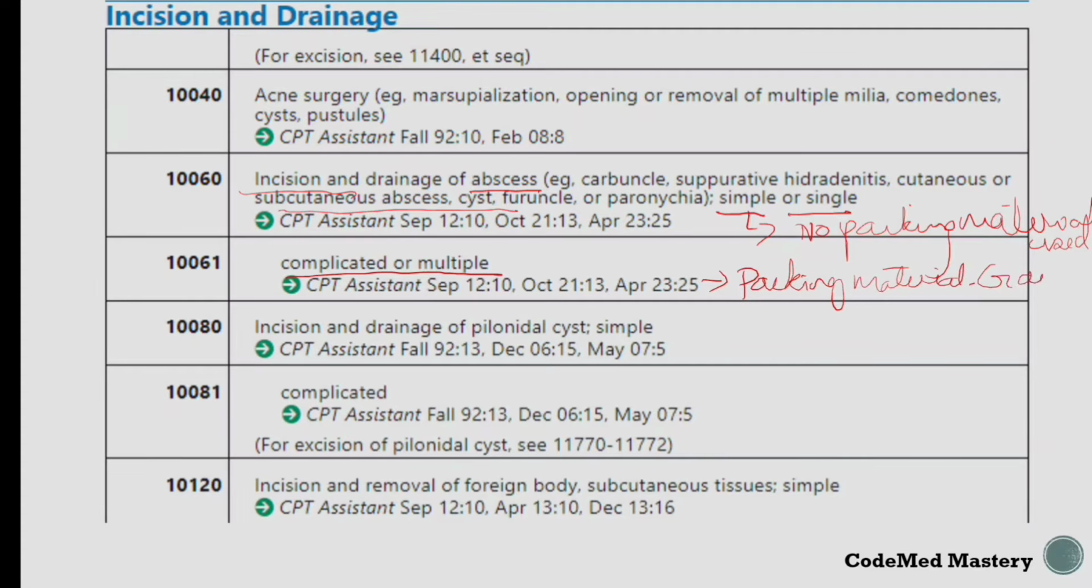For example, gauze. If something is mentioned like this, then it is considered as complicated or multiple. Next is code 10080, incision and drainage of pilonidal cyst, simple. This is for complicated. So 10081 is what code? It is incision and drainage of pilonidal cyst, complicated.